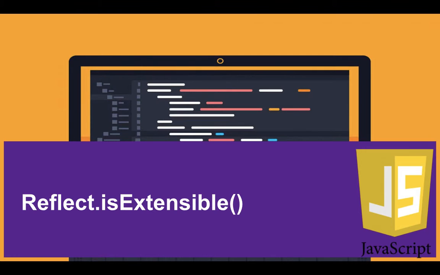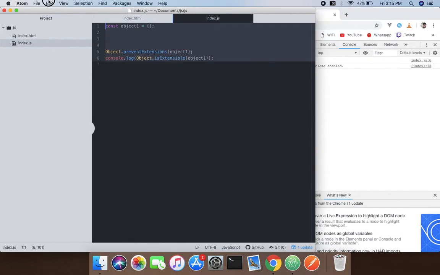Assad here, and you're gonna learn about another Reflect method: isExtensible. As you know, isExtensible is a method to check whether an object is going to take properties anymore or not. Similar to that, Reflect has some differences. So now what we're gonna do is give you an example so you can understand. That's why you came, right?